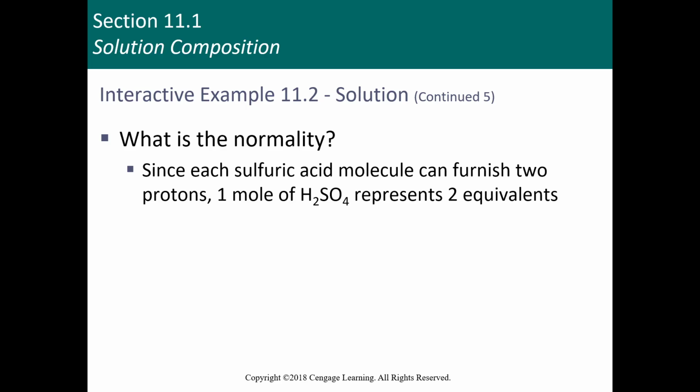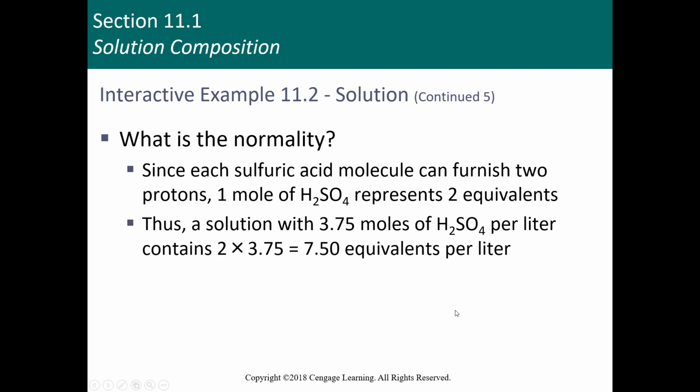So since each sulfuric acid molecule can give you 2 protons, how do I figure out this can give me 2 protons? Well, there's 2 ways. I could remember this from the previous chapter where we talked about acids and bases. The other way is I could look down here and realize that this has 2 protons on an anion, which is SO4. That means that these are acidic protons. We can lose those, much like an ionic compound. And so I know I can donate up to 2 because there's a 2 there. That's it. Now, that means that 1 mole of this compound represents 2 equivalents.